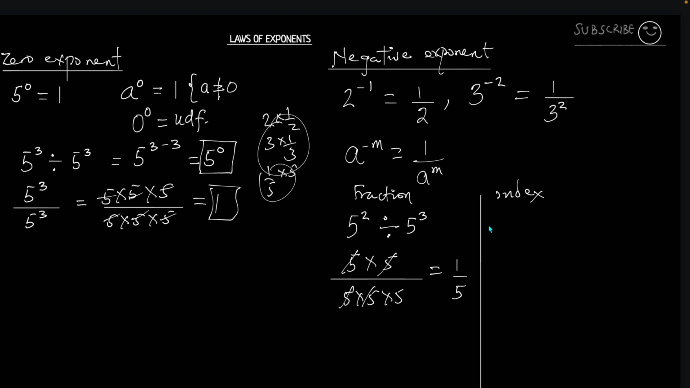Dealing with the index, by the law of indices, 5 raised to the power of 2 divided by 5 raised to the power of 3 means 5 raised to the power of 2 minus 3. Subtract the index. That's equal to 5 raised to the power of -1. So what you have on the left hand side and what you have on the right hand side are basically the same thing. So we can say by translation that 1 over 5 is equal to 5 raised to the power of -1.